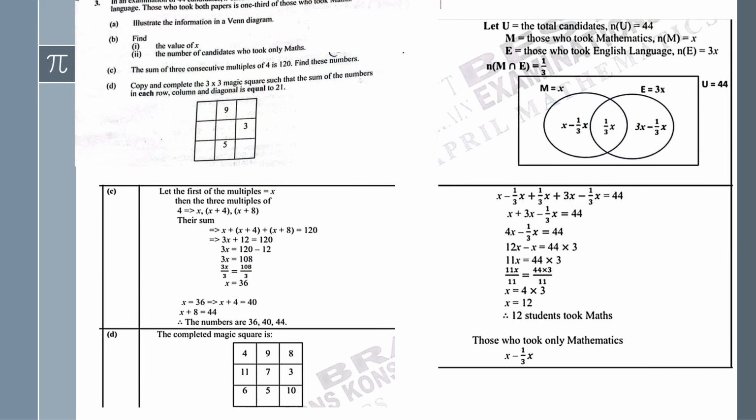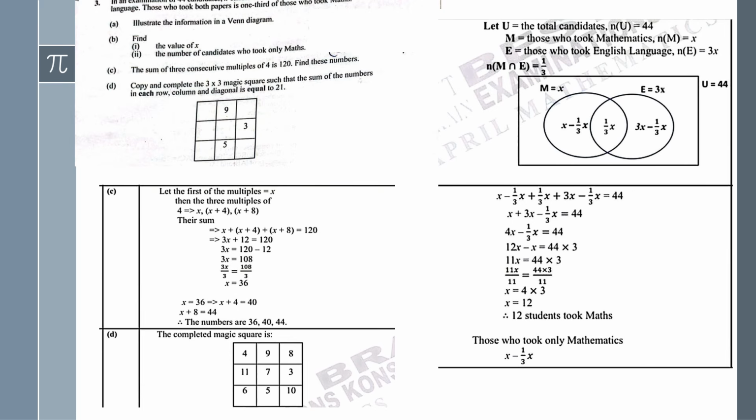who took maths only. So that is what we have at the right side, where u is 44. Then we have maths representing x, since we don't have any value from the question, and then English is 3 times those who study maths. That will be 3x. So when we represent this in a Venn diagram, the intersection is 1/3 of x.